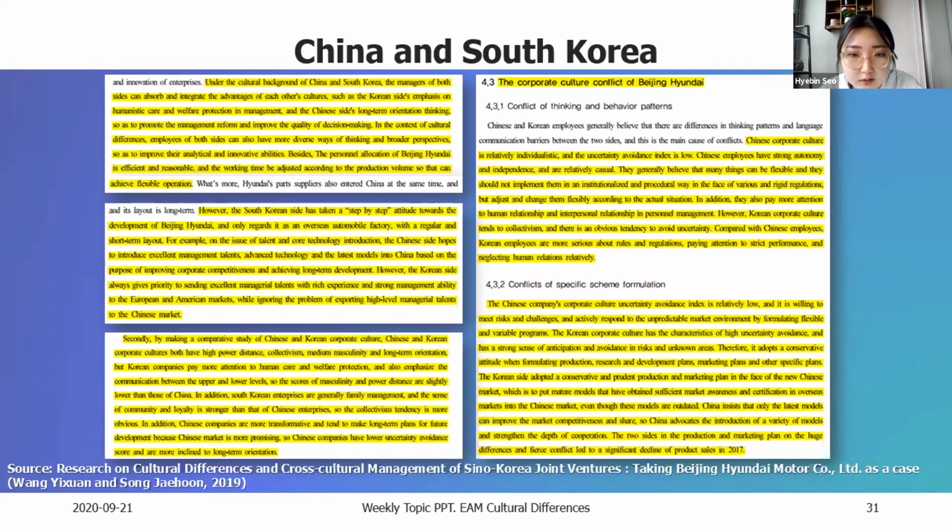And also, China is more individual. They focus more on individualism compared to South Korea, which is more collective. Therefore, South Korea provides welfare, or they take care of a lot of welfare for the human resources compared to China. And the journal was talking about how to combine those different aspects of the culture and make better strategies for Beijing Hyundai Motor.